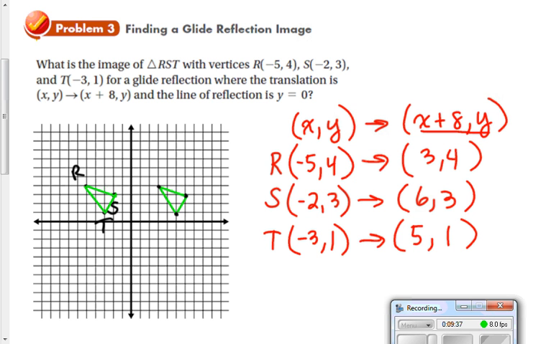Now we're going to reflect it over the line y equals 0, which is the x-axis. So I just need to make sure I have the same distance from each of those points across the x-axis, and that'll be my final figure from this glide reflection. And then we're just going to label those as R prime, S prime, T prime. Go ahead, you try that.